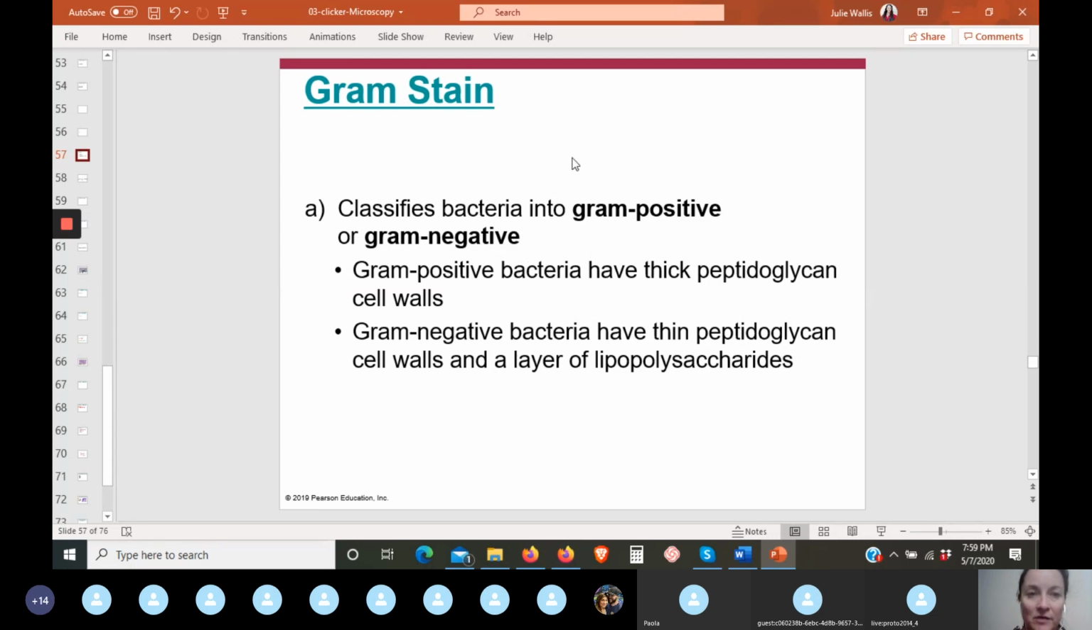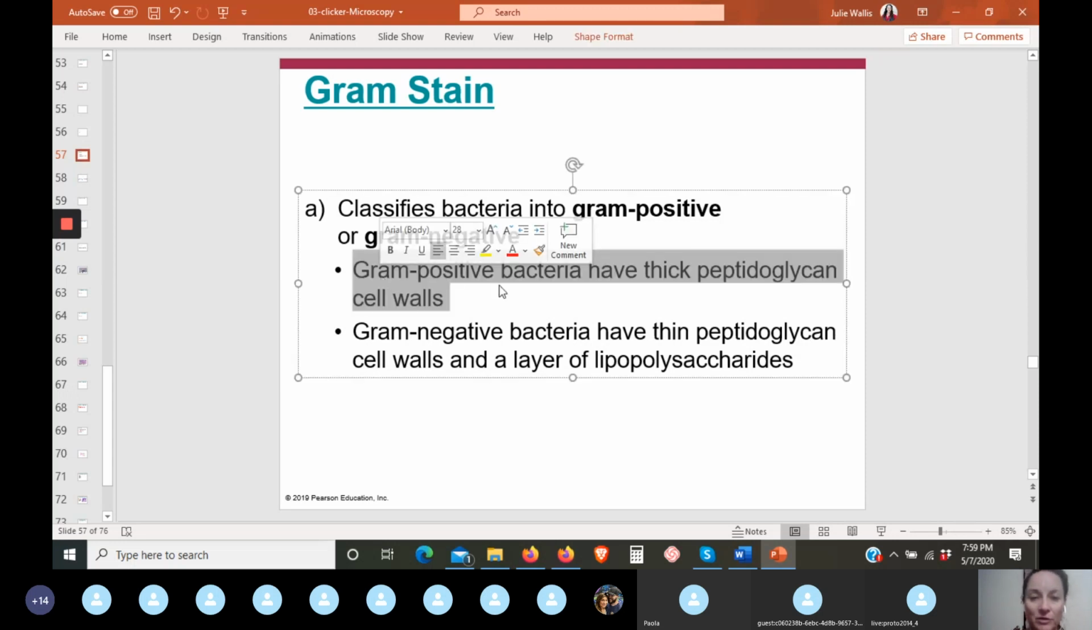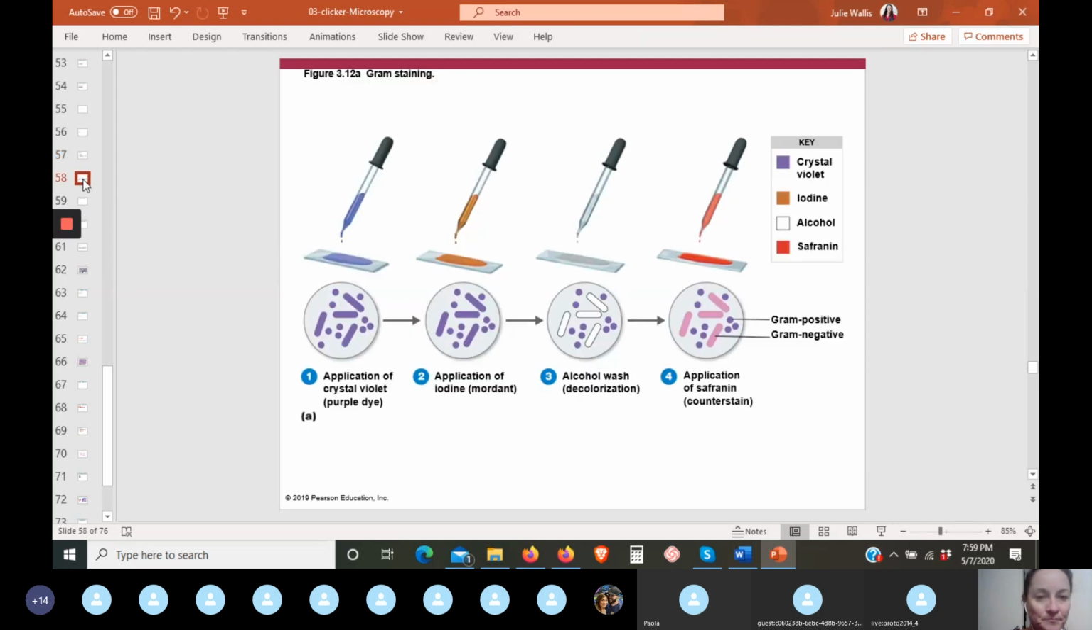But gram staining is used to differentiate between 2 major groups of bacteria. And these are different by the structure of their cell wall, which we'll learn more detail on in the next chapter. But gram positive have a thicker peptidoglycan layer, which will stain purple. And then gram negative have a thinner peptidoglycan layer and a lipid outer layer, and those will stain pink.